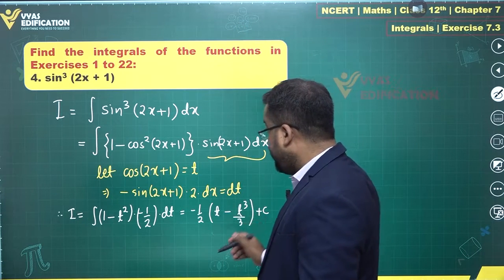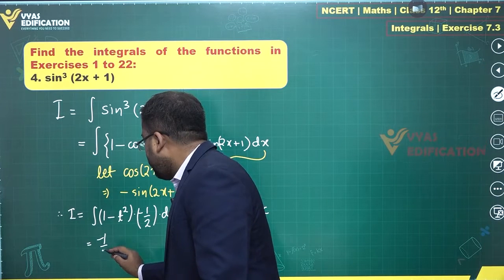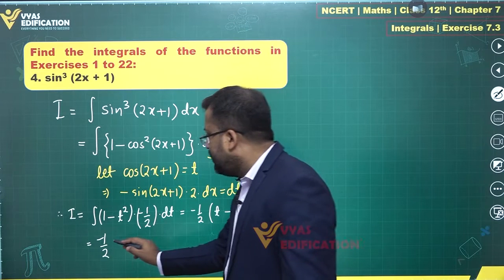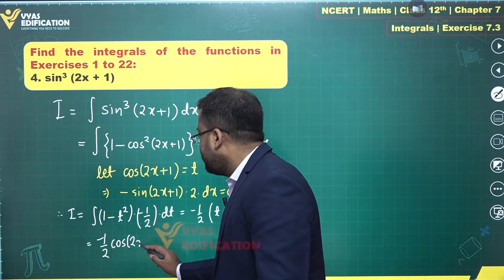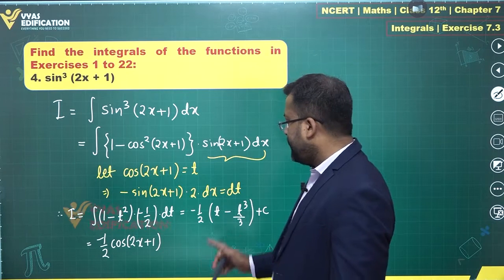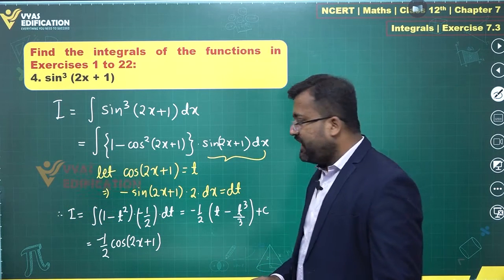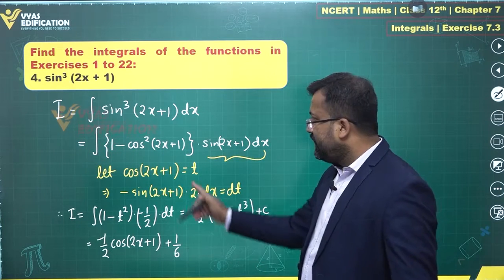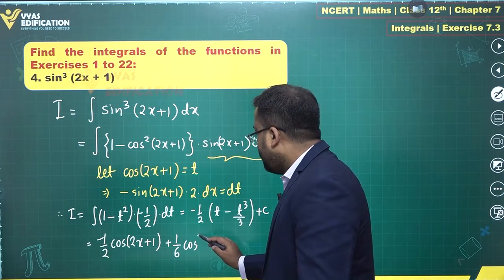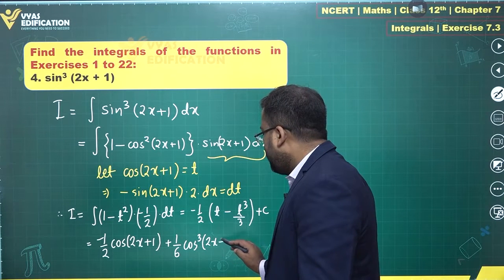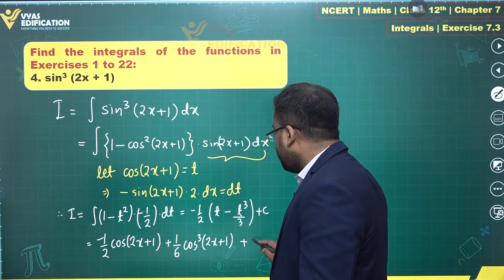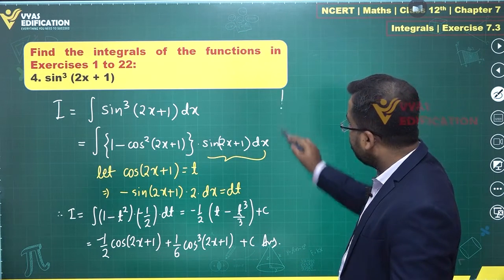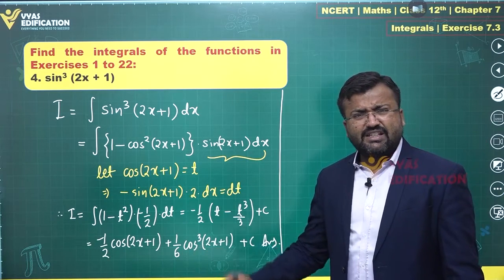Okay, let's multiply them together. This becomes minus 1 by 2 times t. And what is t? t is this expression, cos of 2x plus 1. Then you have minus 1 by 2 times minus 1 by 3, that becomes plus 1 by 6. And you have t cube. t cube will be the cube of this, cos cube of 2x plus 1, and you have a constant of integration. This is the final answer for this question.